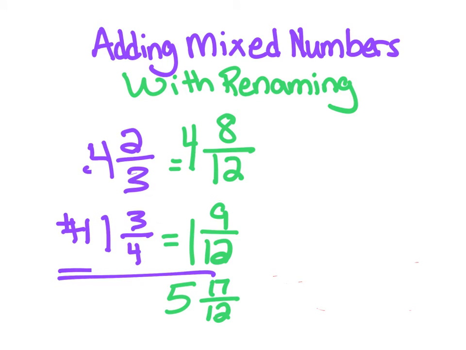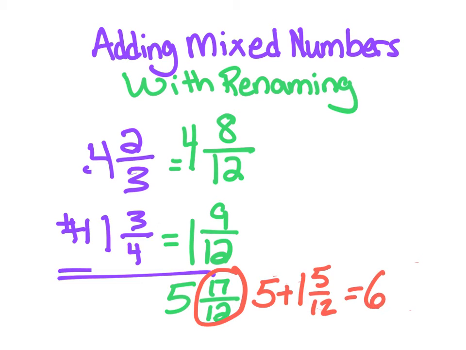Now when I see 17/12, I look at that part and I say, okay, if 12/12 is equal to 1 whole, then 17/12 would be 1 5/12. So I would add that to the 5. So I would go 5 plus 1 5/12, and I would end up getting 6 5/12. 5/12 will not simplify, so my final answer is 6 5/12.